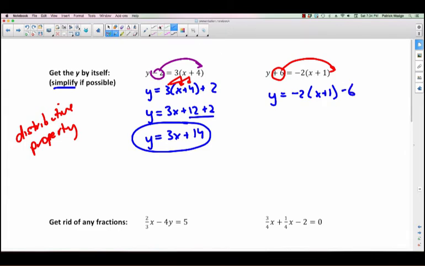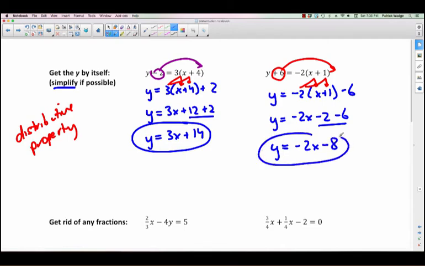Now we're going to do the same thing, the distributive property. Multiply, multiply. So y equals negative 2x, because negative 2 times x is negative 2x. Negative 2 times positive 1 is negative 2, and we still have a minus 6. We can combine those. So we get y equals negative 2x. Negative 2 take away another 6 is negative 8, and we've done it.